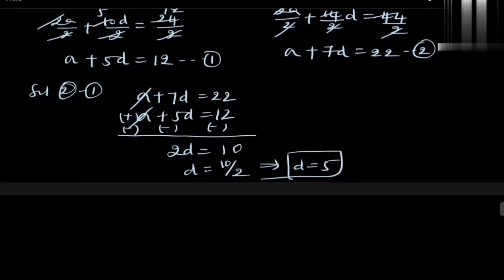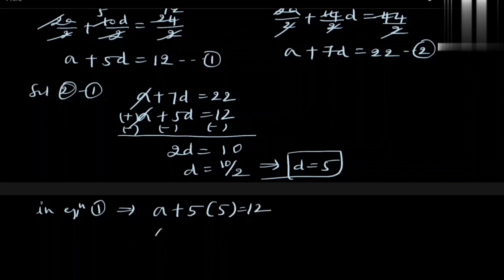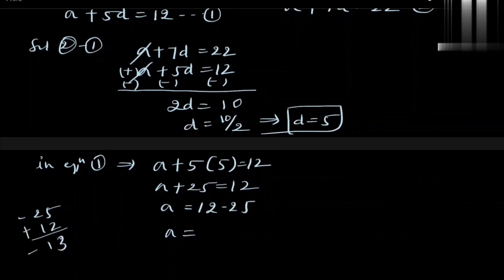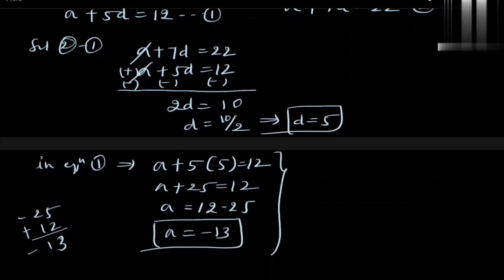Now calculate the first term, that is, substituting the common difference in equation 1. That implies a plus 5 into 5 is equal to 12. So a plus 5 fives are 25 is equal to 12. So a is equal to 12 minus 25. Therefore a is equal to minus 13. So the first term is minus 13 and the common difference is 5.